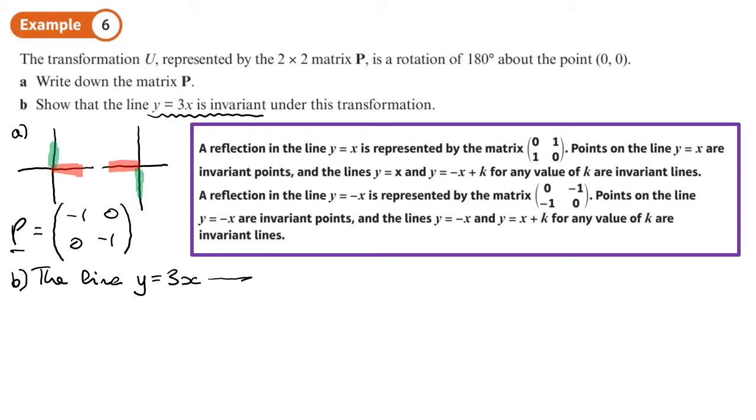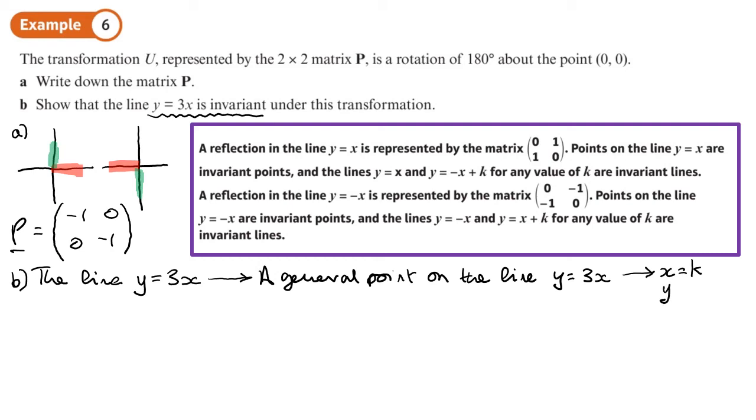So we can't just pick a point like, I don't know, (1, 3) or (2, 6). We need to pick a general point, which could be any point on the line y equals 3x. So I can't use numbers. If I say that I pick the x coordinate to be something like k or any other letter, that means that y is going to be 3k. So the general point on the line that I'm going to pick is the point (k, 3k).